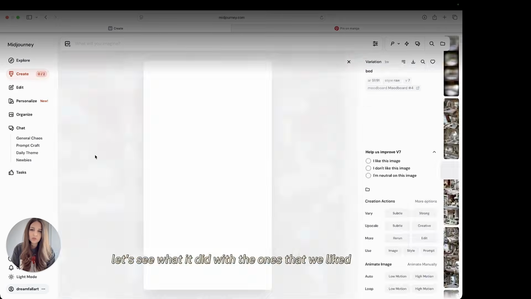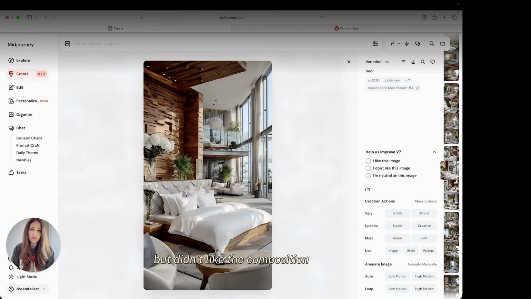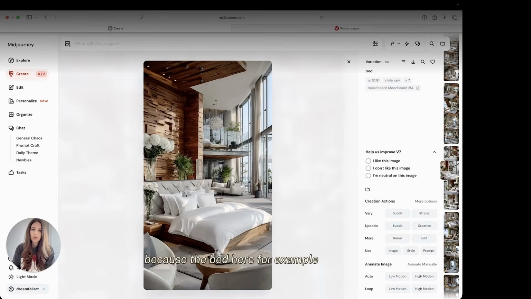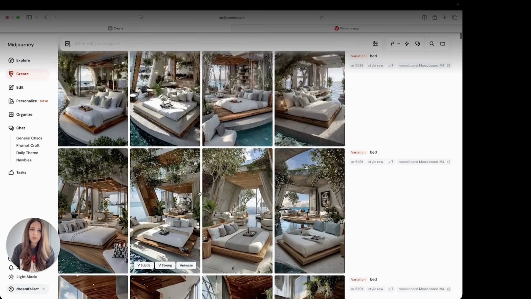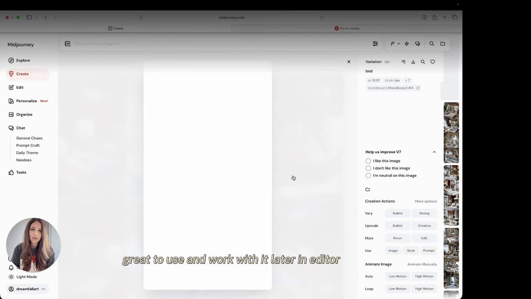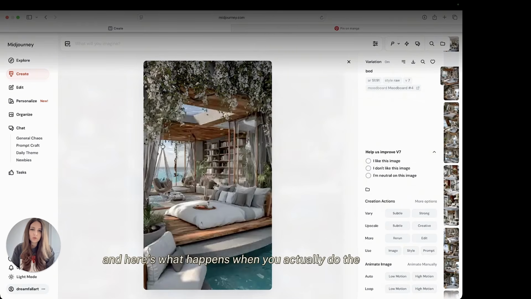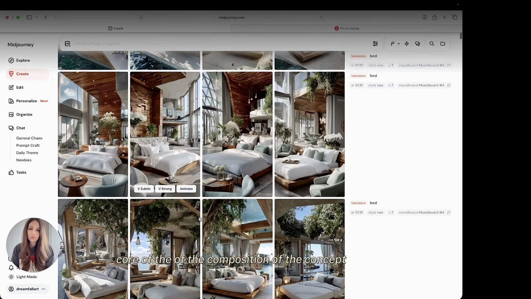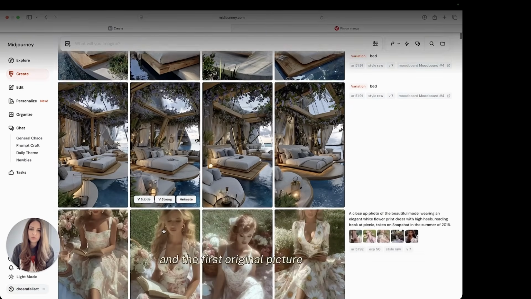And let's see what it did with the ones that we liked but didn't like the composition. Well, this one is more interesting than the previous one because the bed here, for example, is more obvious, like it's not surrounded by that big amount of things. So it's definitely great to use and work with it later in editor. And here's what happens when you actually do the strong variation, it creates absolutely different concepts, yet preserves the core of the concept in the first original picture.